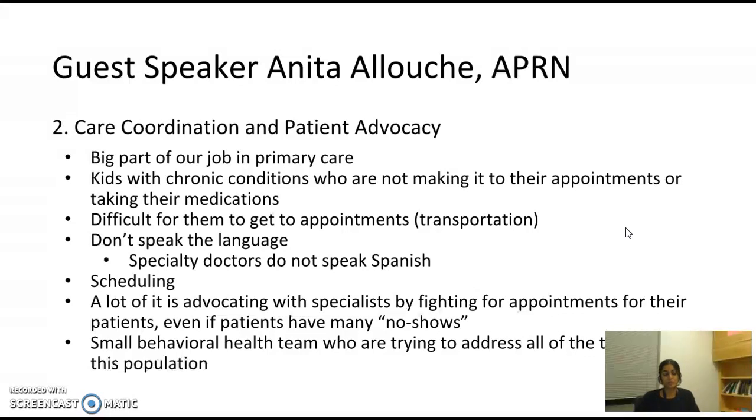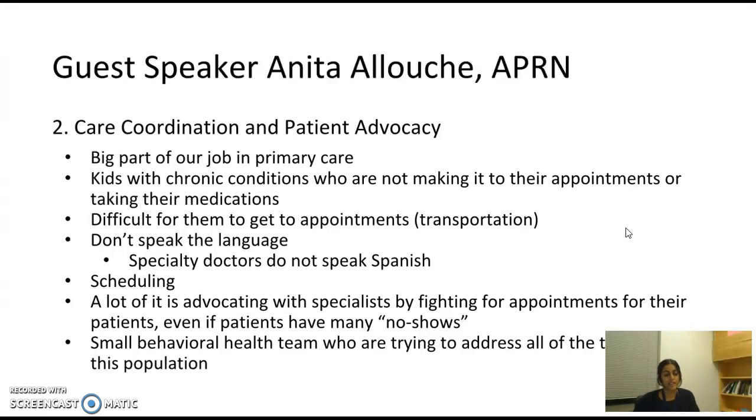Scheduling is hard for young people, and a lot of what she does is advocating with specialists by fighting for appointments for her patients and other Spanish-speaking patients, even if they have many no-shows, which might mean they haven't come to many of their appointments with specialists who get upset and refuse to see patients. And part of her job is just saying, no, they've been trying to come, they want to come, they just have these barriers to showing up. That's not always their fault. So that's part of the advocacy that she does.